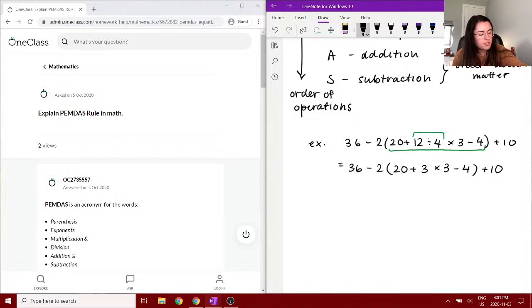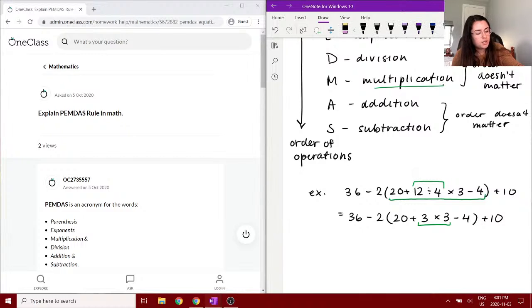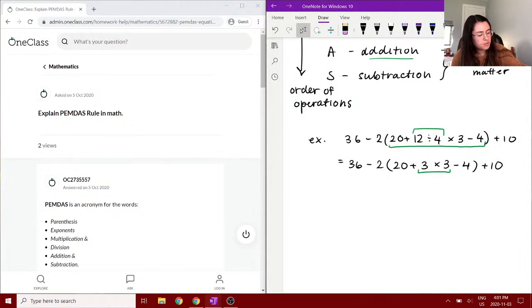So the only thing I did here was the 12 divided by 4. Next, we see that we have multiplication. Once again, multiplication comes before addition and comes before subtraction. So we're going to do that step next. 36 minus 2 times 20 plus 3 times 3 is 9 minus 4 plus 10.